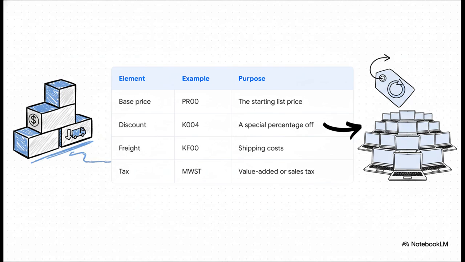And each of those little pieces in the formula has a code in SAP. The base price is usually PR00. A discount might be K004. Freight costs could be KF00. The system pulls all these little conditions together like Lego blocks to build the final price for our 200 laptops, and it does it perfectly every single time.